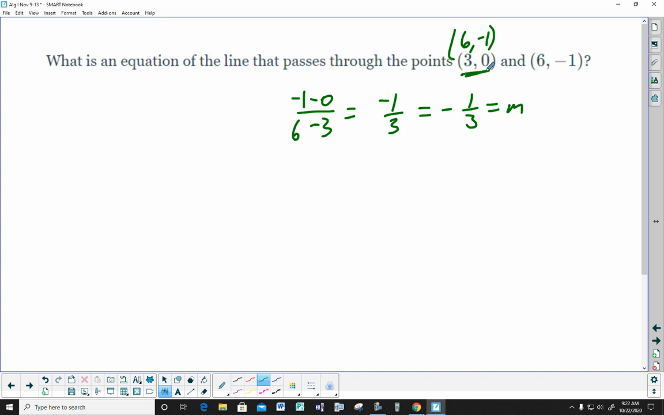I like these better. They're smaller than those and no negatives. It's not going to make a difference which one you pick. So I'm going to use this pattern to find the equation. So I'm going to fill in what I know. There's an x. There's a y.